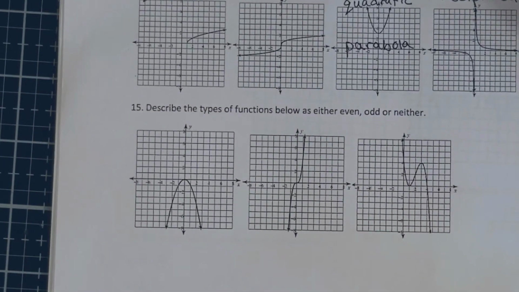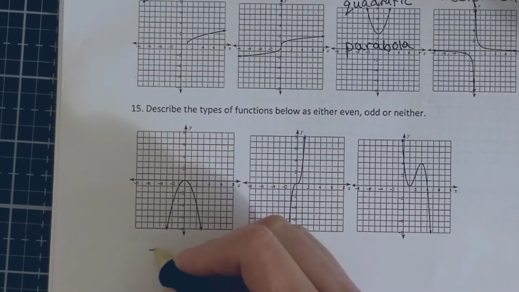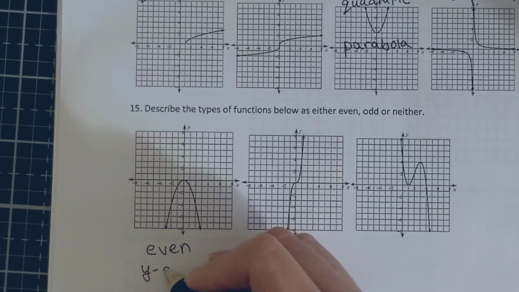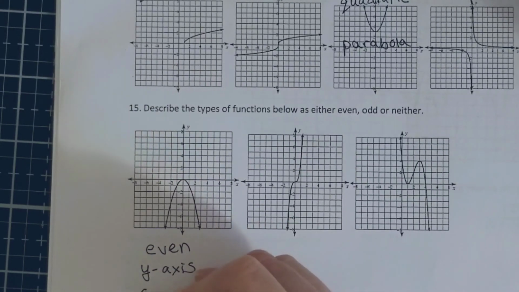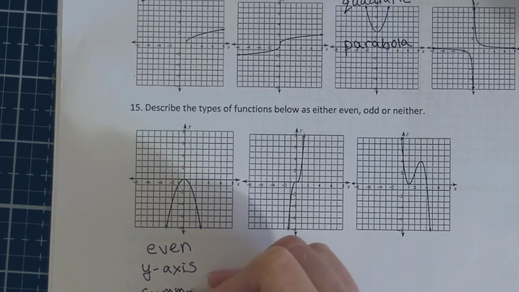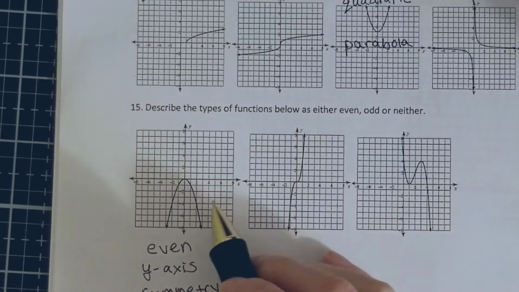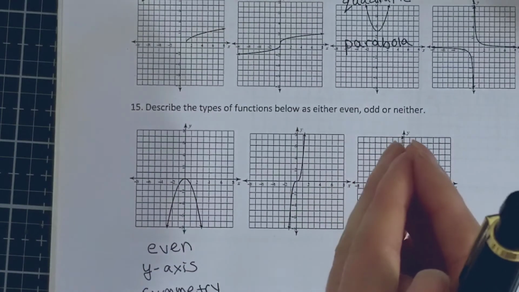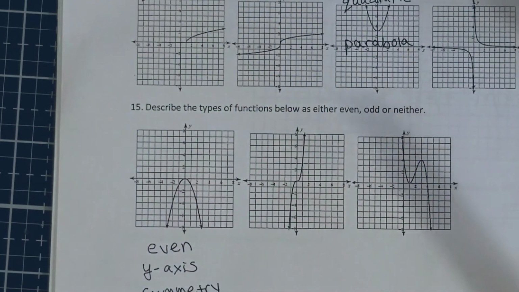All right, number 15, describe the types of functions below as either even, odd, or neither. So even is the first one. Even has y-axis symmetry. So it's equal distance from this side to this side. If you folded your paper in half, it would look the same on the y-axis.